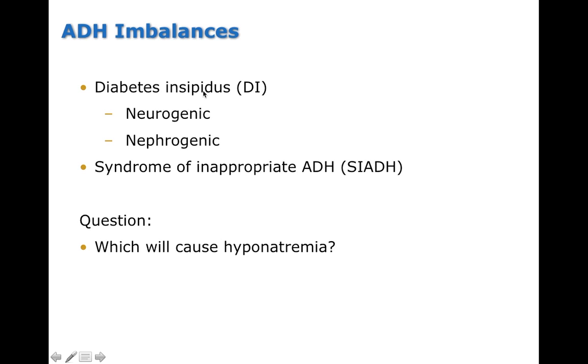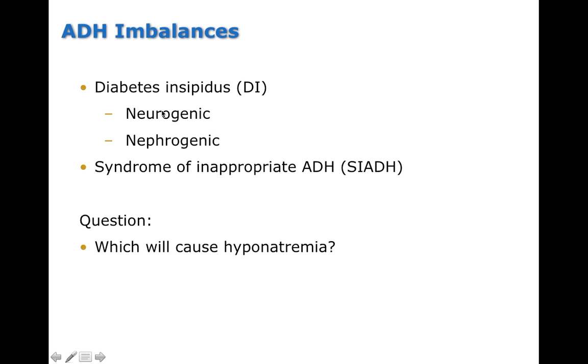So diabetes insipidus is due to either an insufficient release of ADH, which we call neurogenic diabetes insipidus, or if your kidneys don't respond appropriately to ADH, then we call it nephrogenic diabetes insipidus. So there's two major causes of diabetes insipidus here. But in both cases, you're going to get excessive water loss.